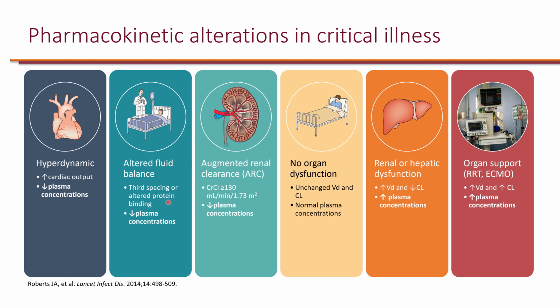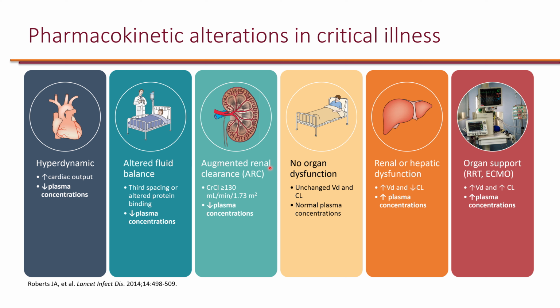So if there is altered protein binding, for example, if the patient's albumin is less than 2.5, then there isn't enough albumin around to hold on to ceftriaxone, which means that unbound ceftriaxone will be eliminated from the body, so you'll have reduced plasma concentration, which means that you may need to increase the dose.